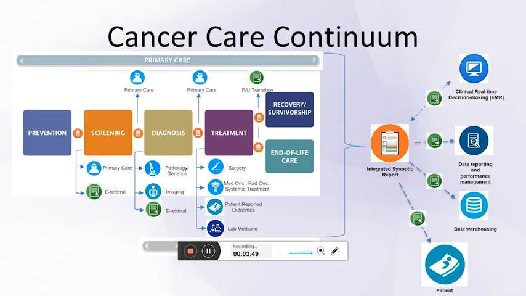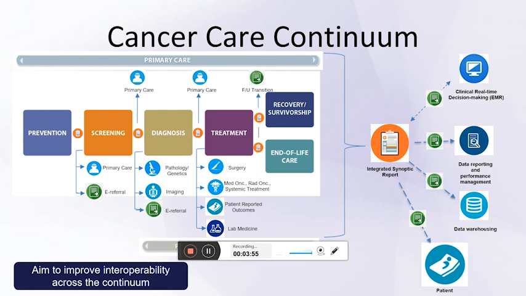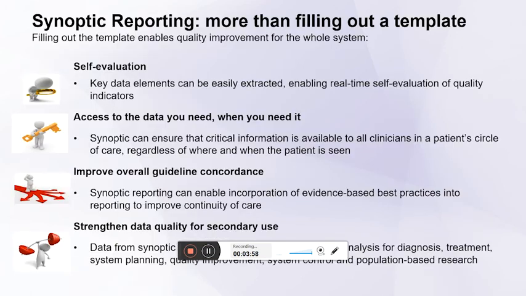So synoptic reporting is a little bit more than just filling out a template. The data can be used for a lot of different purposes, including self-evaluation. So key data elements can be used to populate a dashboard, and a physician can check how they're doing against their peers across their site, across the province. And we can get data faster and more easily. So we can pre-populate reports, we can make different data views for clinicians, we can provide data faster and more effectively. We can improve guideline concordance.